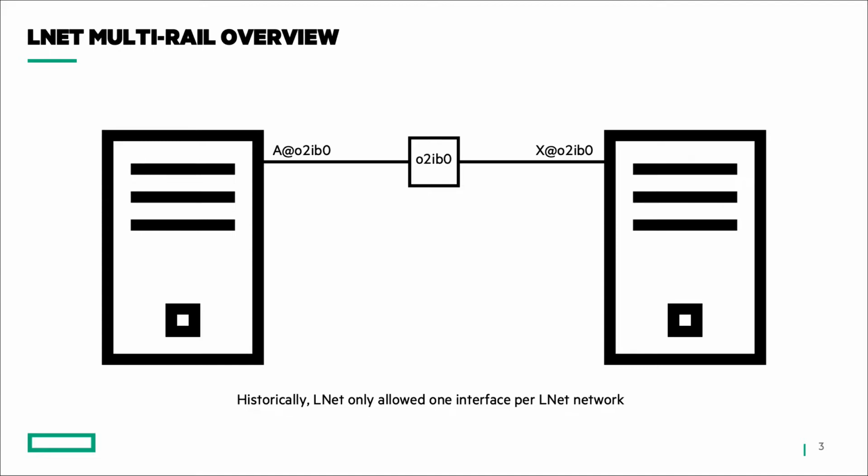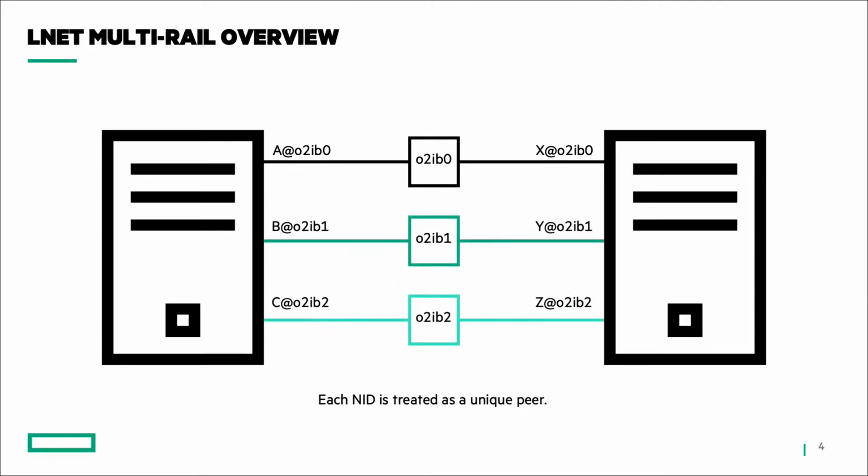Historically, LNet only allowed one interface per LNet network. So here we have two physical hosts, and each host has a single interface on the O2IB0 network. Because of the one interface per network limitation, if we want to add additional network capacity, then each additional interface would need to be configured on a different network. So here we've added two additional interfaces to each host and two additional networks, O2IB1 and O2IB2.